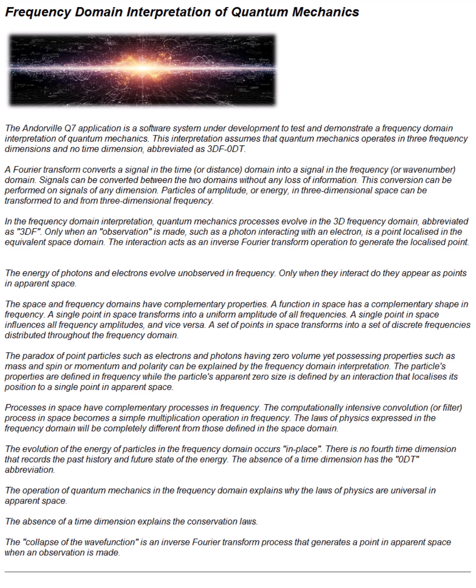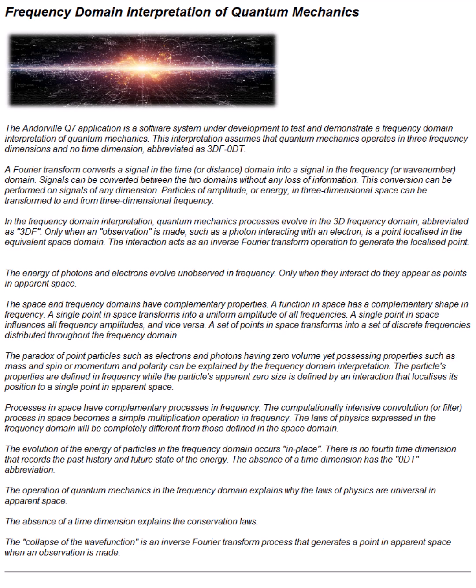In the frequency domain interpretation, quantum mechanics processes evolve in the 3D frequency domain, abbreviated as 3df. Only when an observation is made, such as a photon interacting with an electron, is a point localized in the equivalent space domain. The interaction acts as an inverse Fourier transform operation to generate the localized point. The energy of photons and electrons evolve unobserved in frequency. Only when they interact do they appear as points in apparent space.